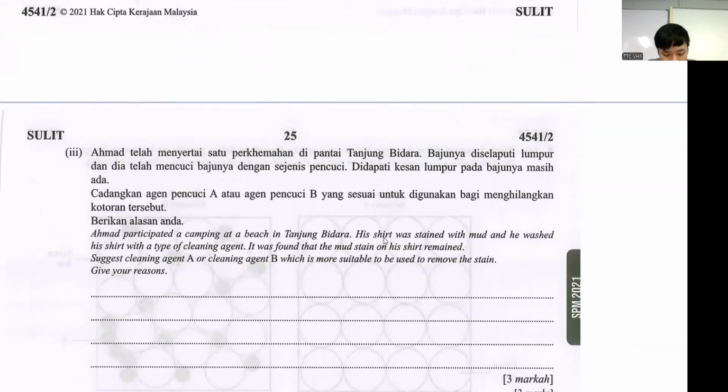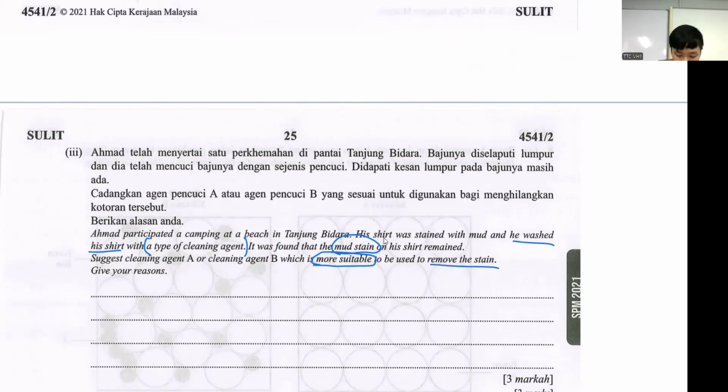Ahmad Ahmad participated in a campaign at the beach in Tanjung Bidara. His shirt was stained with mud and he washed his shirt with a type of cleaning agent. It was found that the mud stain on his shirt remained. Okay. So he said he washed his shirt with a type of cleaning agent, but the dirt cannot wash off. Mud stain is still there. Suggest cleaning agent A or cleaning agent B, which is more suitable to remove the stain.